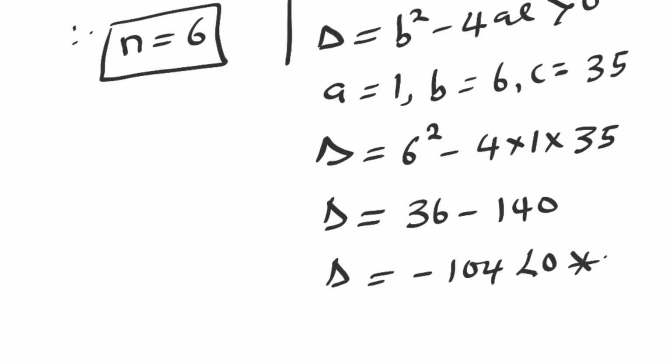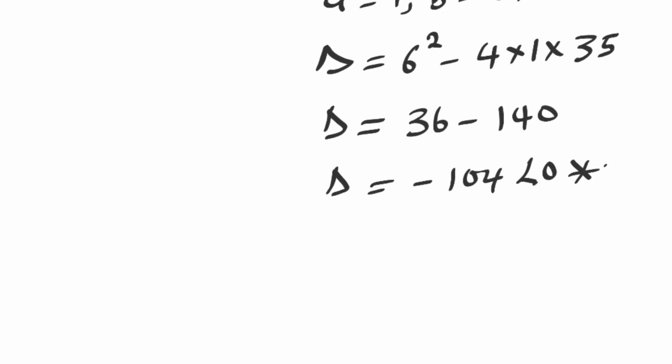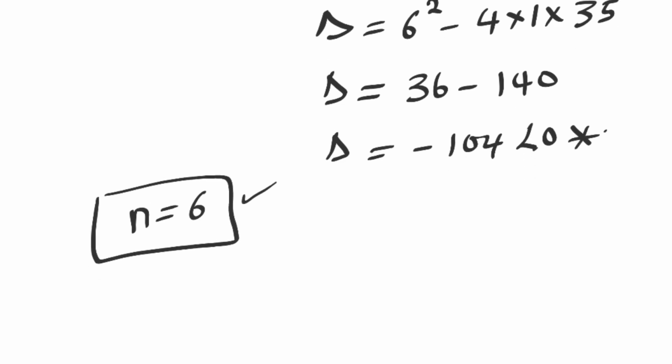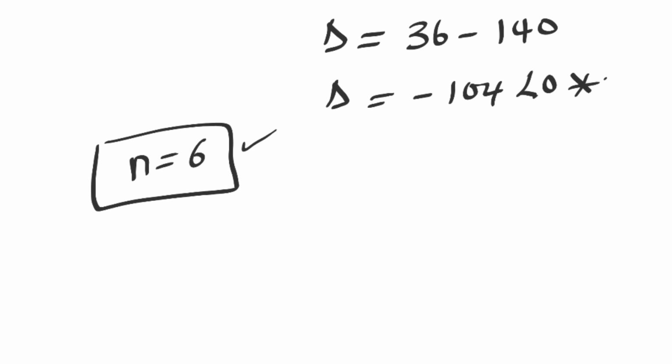The only solution we want is the real solution here, which is n is equal to 6. Then n is equal to 6. This is the only real solution that we have, which is the true solution. Then we may check to confirm if this solution is right or wrong. Let's check.